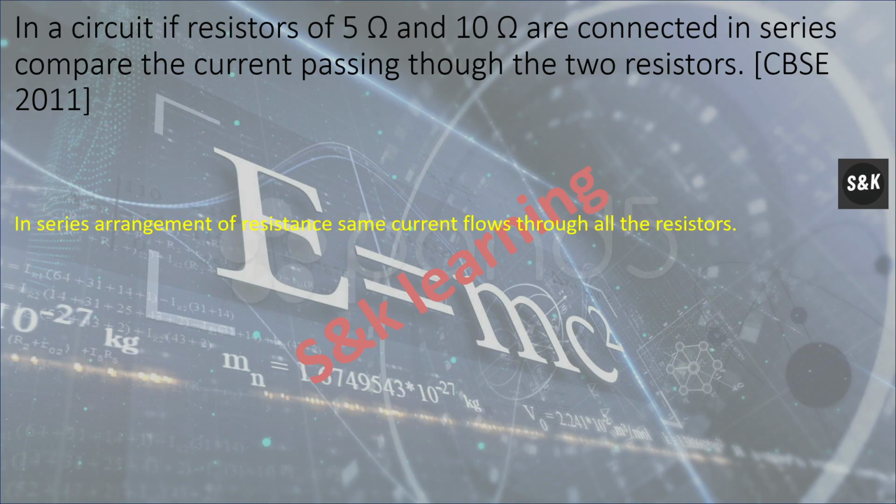In a circuit, if resistors of 5 ohm and 10 ohm are connected in series, compare the current passing through the two resistors. In series arrangement of resistors, the same current flows through all the resistors.